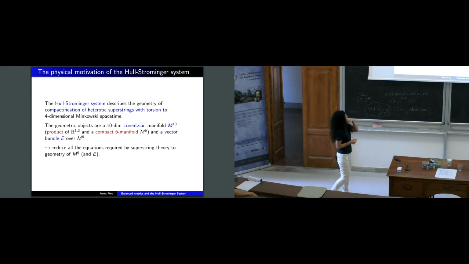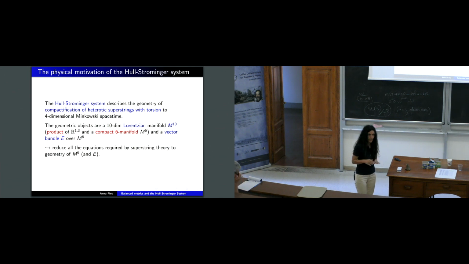Okay, let's go to the Hull-Strominger system. And I will show the construction, the solutions that we found. Okay, I am not the right person to talk much about that, but I just want to give a motivation of what is coming. So that describes the geometry of compactification of the heterotic superstring with torsion to 4 dimensions.